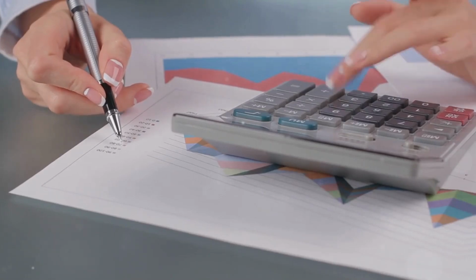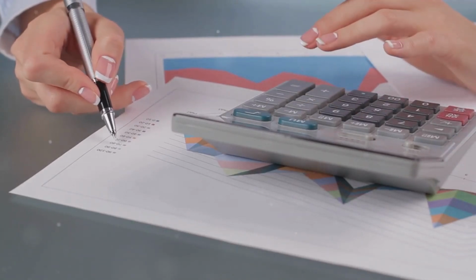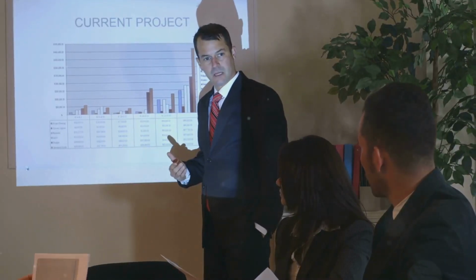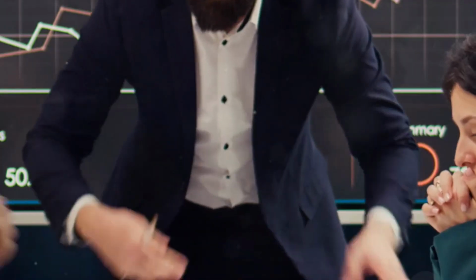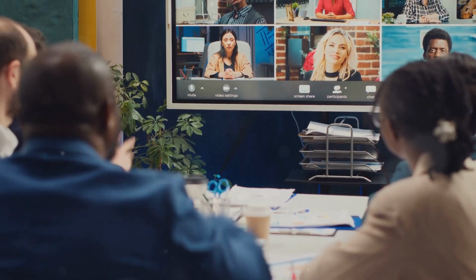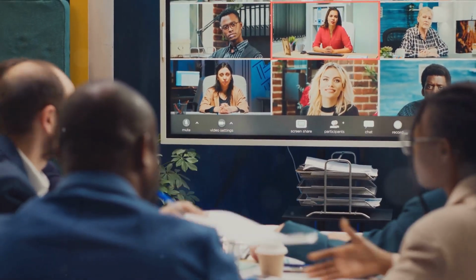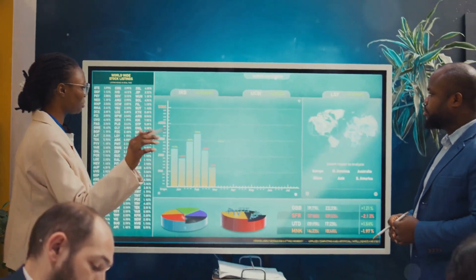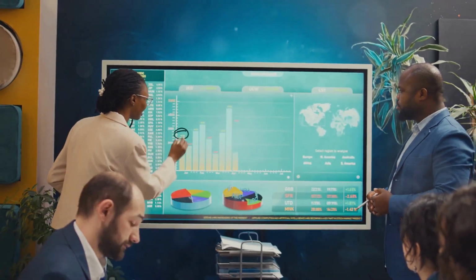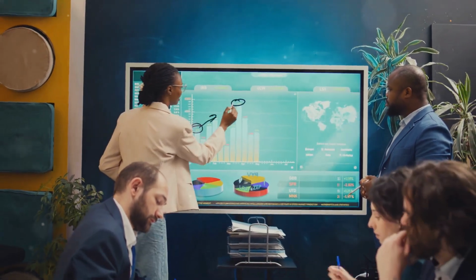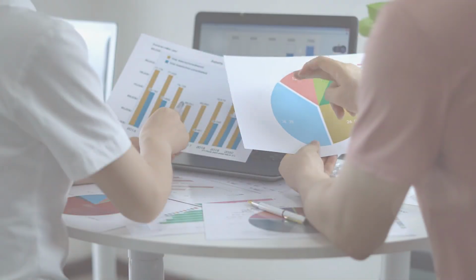NPV calculates the present value of future cash flows, while IRR represents the project's rate of return. These metrics help allocate resources to projects with the highest potential returns. Effective capital budgeting aligns investments with strategic goals for sustainable growth. Understanding industry and competitive landscape is key to making informed decisions.